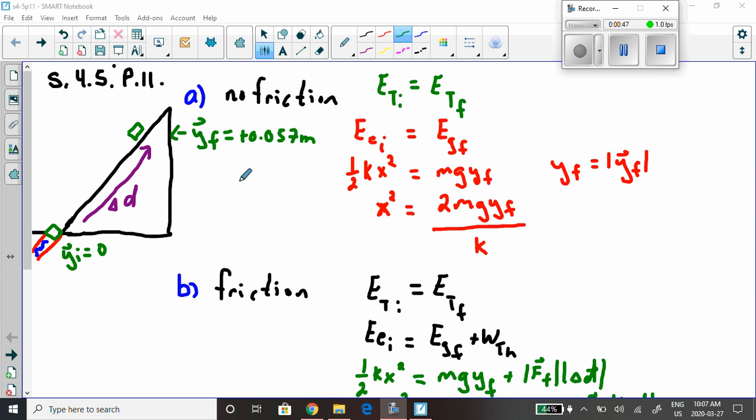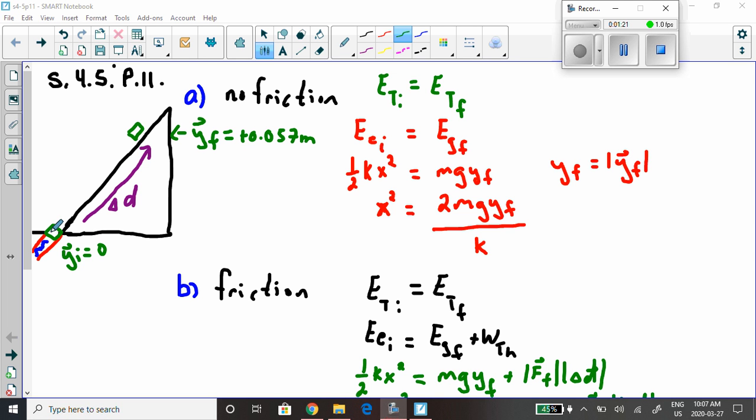No friction. Well, like many of these questions, it lends itself to being solved by using the law of conservation of energy. So the total energy initial is equal to the total energy final. Now, the initial energy is all elastic potential energy. It is all the energy stored in the spring. The object has no height. Y is 0, no gravitational potential energy. The object is not moving, no kinetic energy. So that's why it's only elastic potential energy.